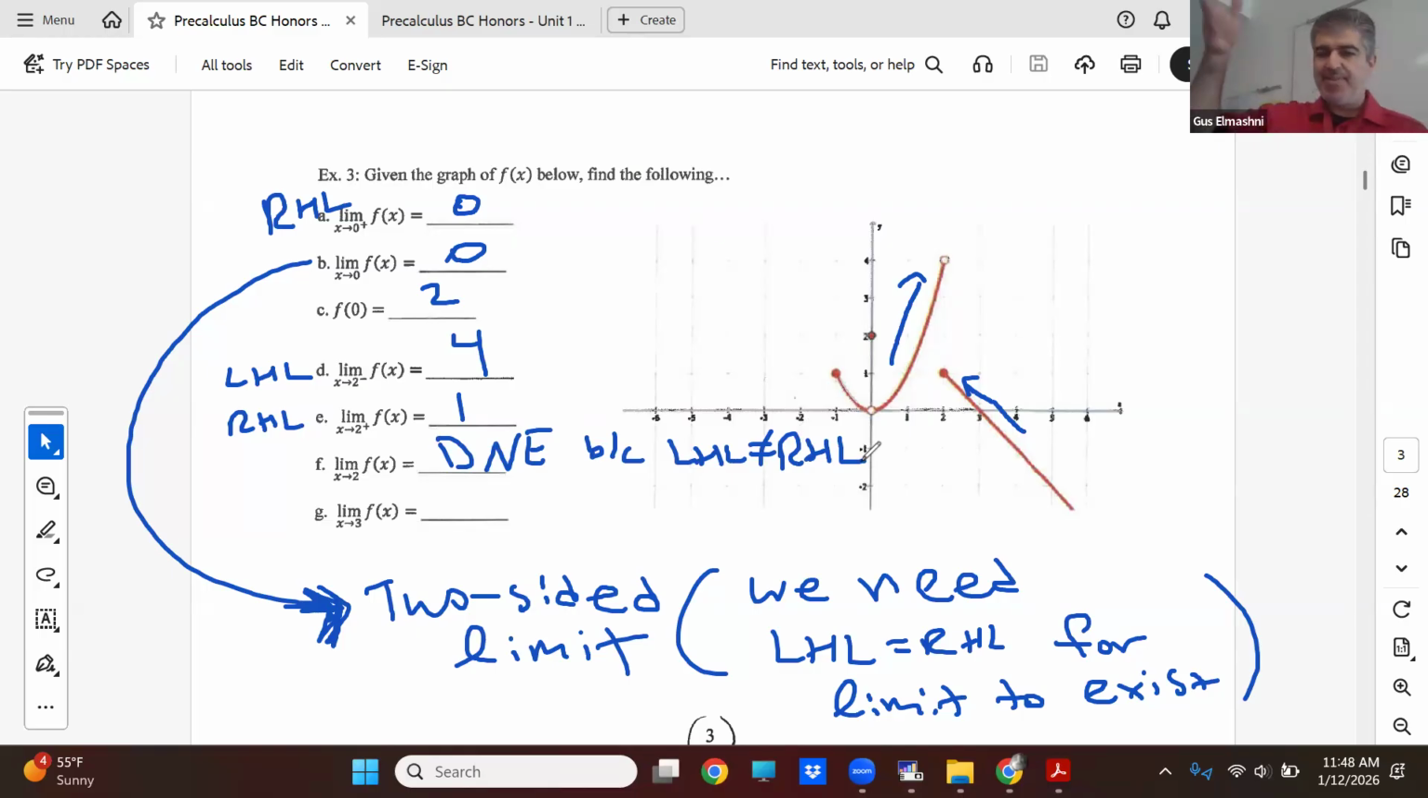They have to equal each other for the limit to exist. And of course, 3 is just whatever. Sometimes it's just find the y value. It's 1. Sorry, 0. I can't do coordinate geometry. Okay. Hope that makes sense.